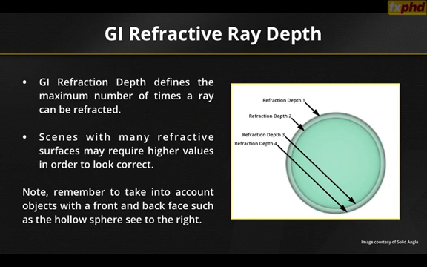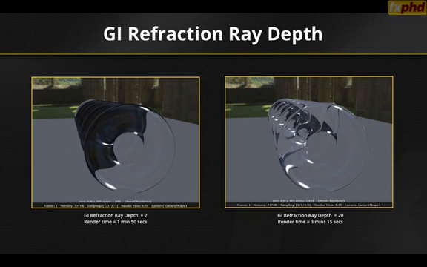Okay, so scenes with many refractive surfaces, again, are going to need more values. If you have a look at the object here, this would be a hollow sphere. We basically have 4 surfaces that the ray needs to pass through. We have an outer surface and an inner surface, which would be 1 and 2. We then cross the inside of the hollow sphere to the other side, and then we have an inside and an outside face there. So to get a single ray through this hollow sphere, we're going to need a ray depth of 4.